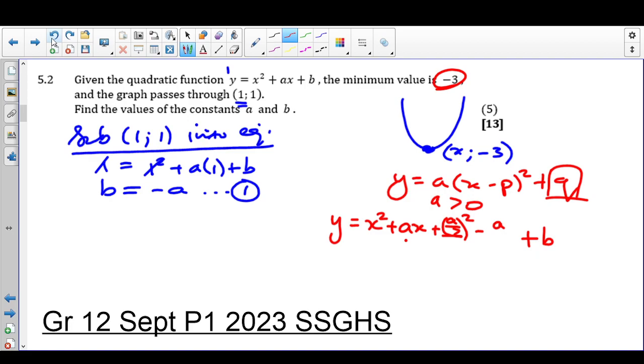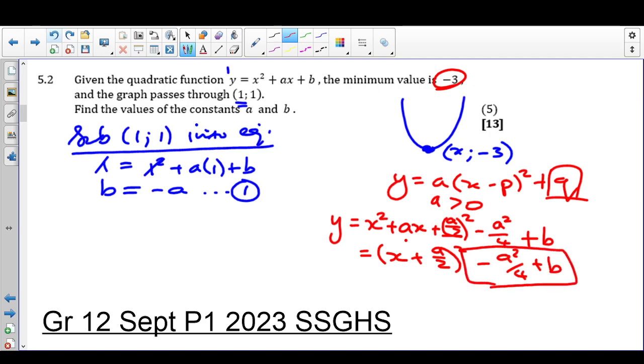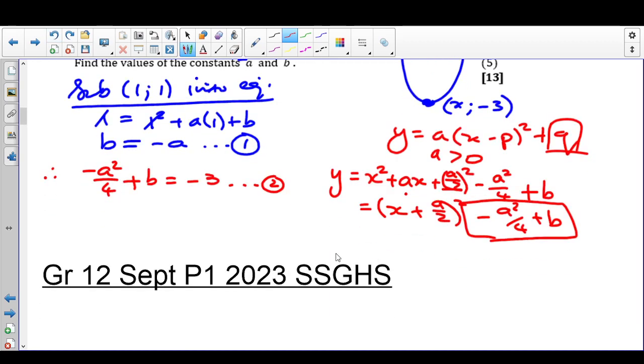But before we go into that, we just write it in the proper form there. So it's x plus a over 2 squared minus a squared over 4 plus b. And this, as I indicated, is your q value. So you say therefore minus a squared over 4 plus b is equal to minus 3, and this is equation 2. Okay. From here it's simple. Simultaneous equations.